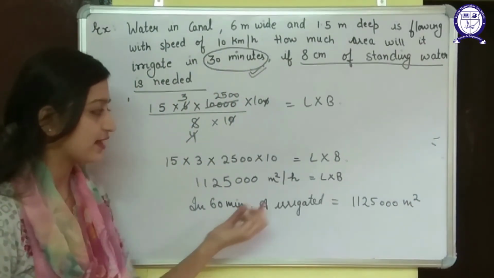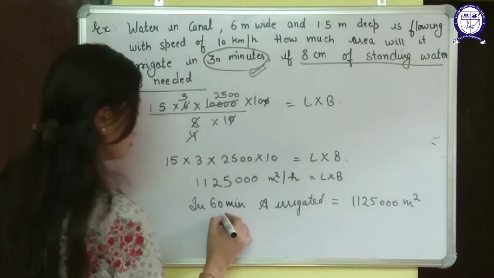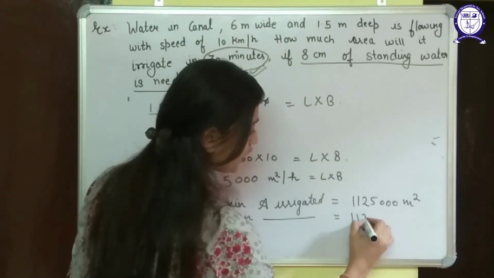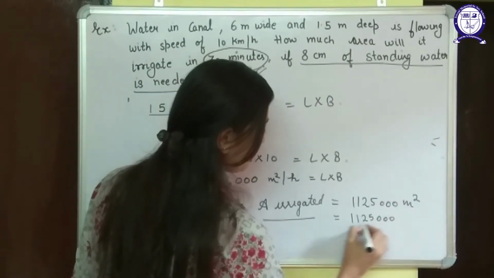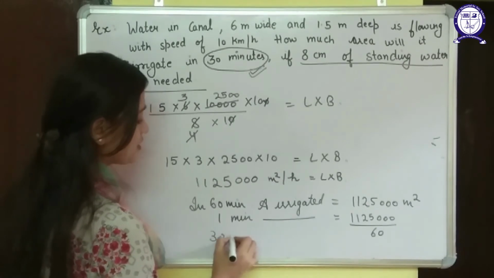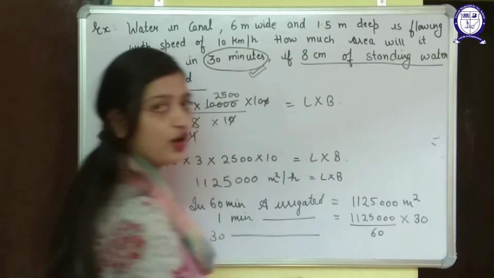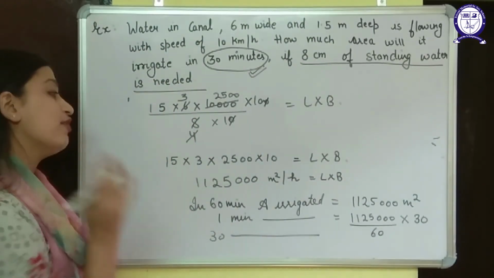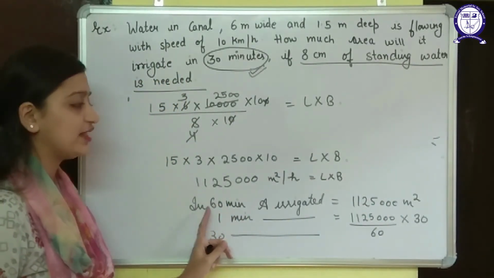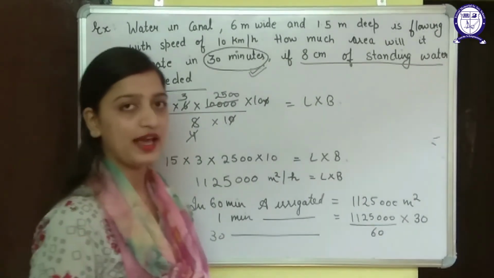In 60 minutes, that is in an hour, area irrigated is this meter square. So in 1 minute, how much area will be irrigated? 1125,000 divided by 60. And now in 30 minutes, how much area will be irrigated? This is into 30. Okay, this is the unitary method. First, for 60 minutes, it's this much. Then for 1, I will take 60 in the denominator. And for 30 minutes, I will multiply it by 30.